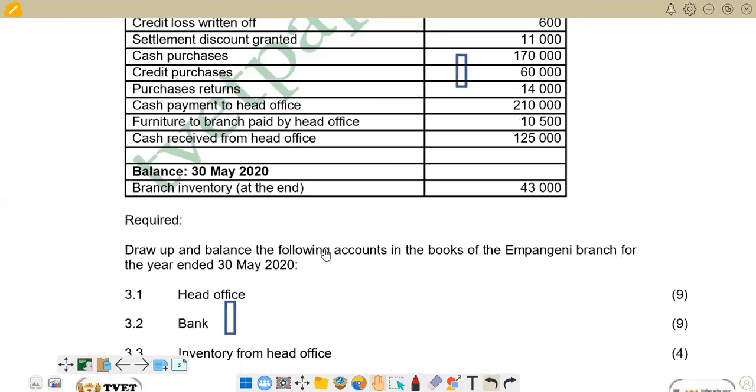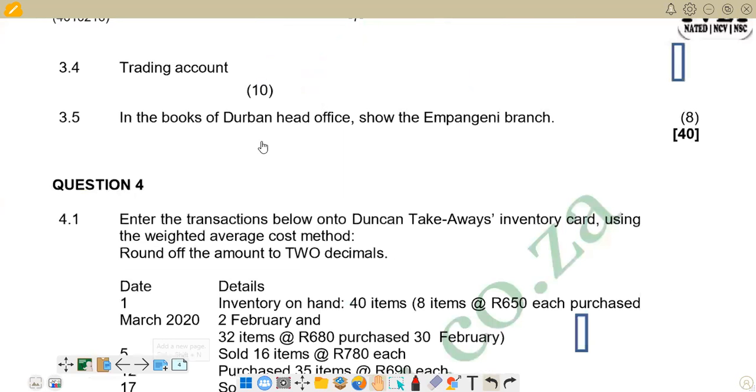We now have the required part, where the question reads, draw up and balance the following accounts in the books of the Impangeni branch for the year ended 30 May 2020. In the first part, we've got the head office, second part, bank, third part, inventory from head office. Then the next part, 3.4, requires us to prepare the trading account. And lastly, in the books of Durban head office, show the Impangeni branch. So we also have to show the Impangeni branch at the end of it. So this is the question. We are ending here on 3.5.